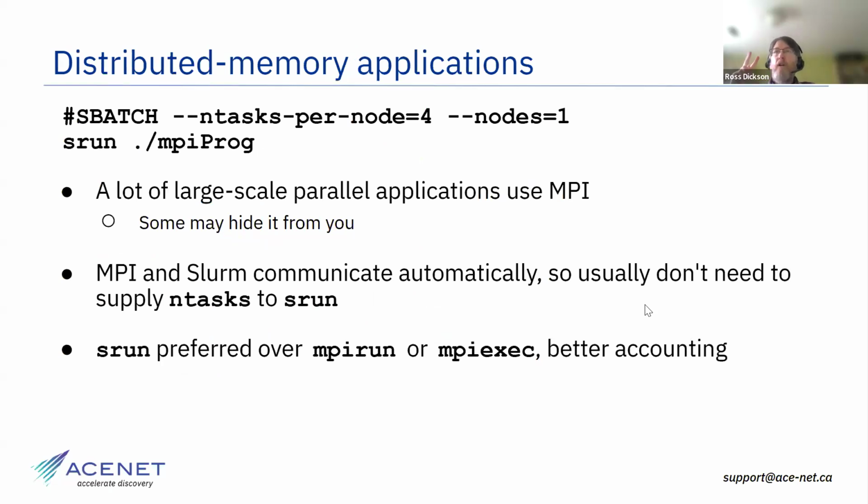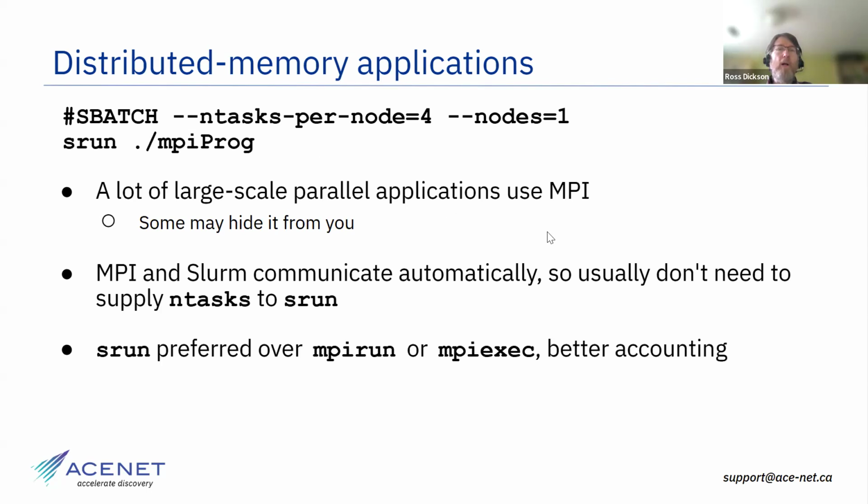Second major class of parallel programs, distributed memory applications. On the 2 slides back, I showed this with the example of --ntasks-per-node equals some number and --nodes equals 1. The vast majority of distributed memory applications use a parallel programming library called MPI, message passing interface, MPI.